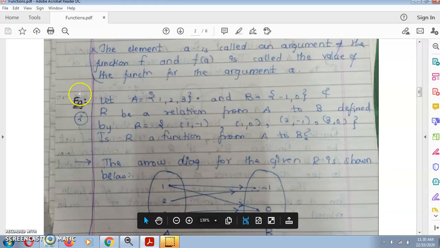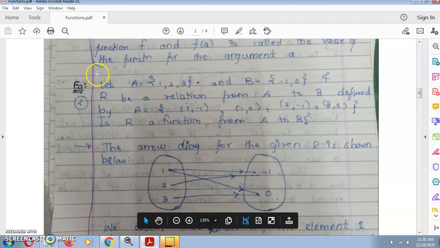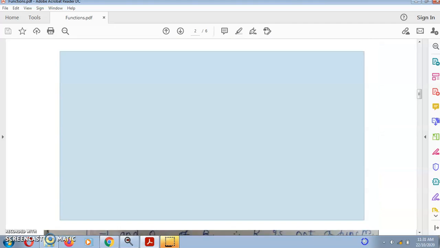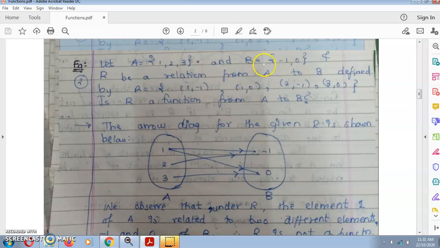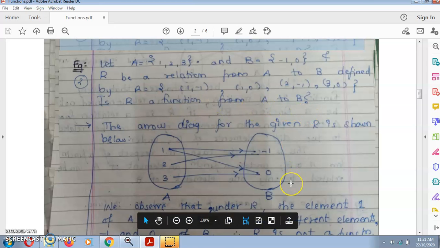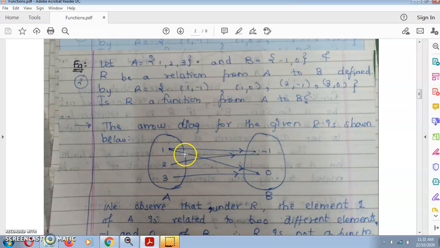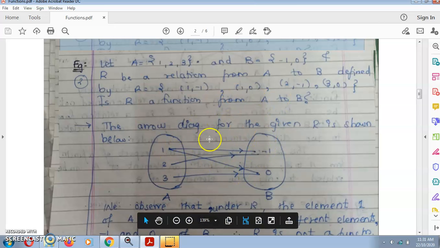So there is a problem over here. Whatever I am shading, from here you have to consider. Let A is equal to {1, 2, 3} and B is equal to {-1, 0}, and R is the relation from A to B defined by R is equal to {(1, -1), (1, 0), (2, -1), (3, 0)}. Is R a function from A to B? Here it has been asked whether it is a function from A to B. The arrow diagram for the given R is shown below: 1 to -1, 1 to 0, 2 to -1, 3 to 0.